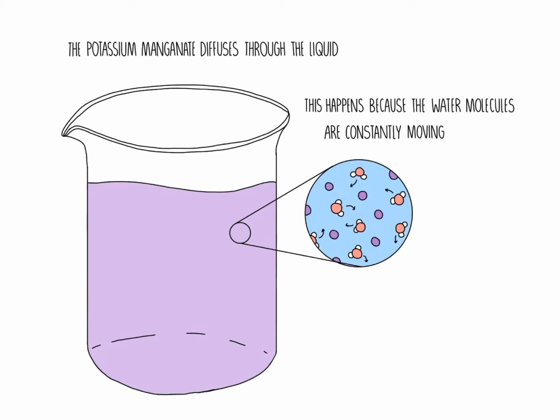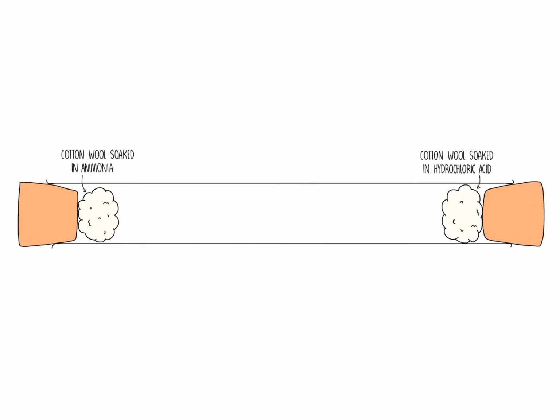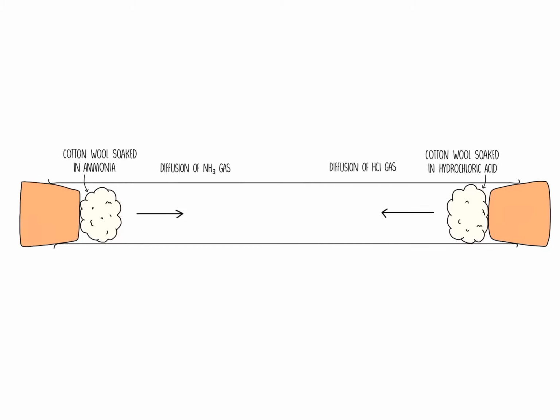Now how about gases? Well, to investigate how particles of a gas move, we can set up a tube containing two balls of cotton wool. One ball has been soaked in aqueous ammonia and the other has been soaked in hydrochloric acid. These balls of cotton wool will give off ammonia gas and hydrogen chloride gas.